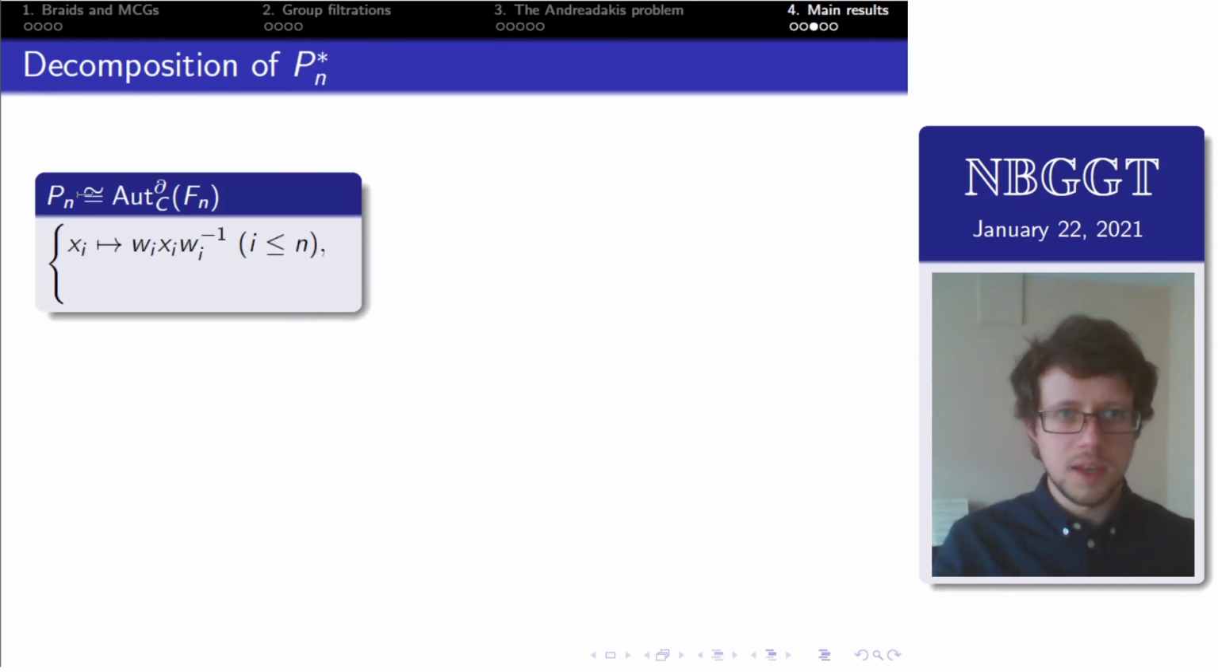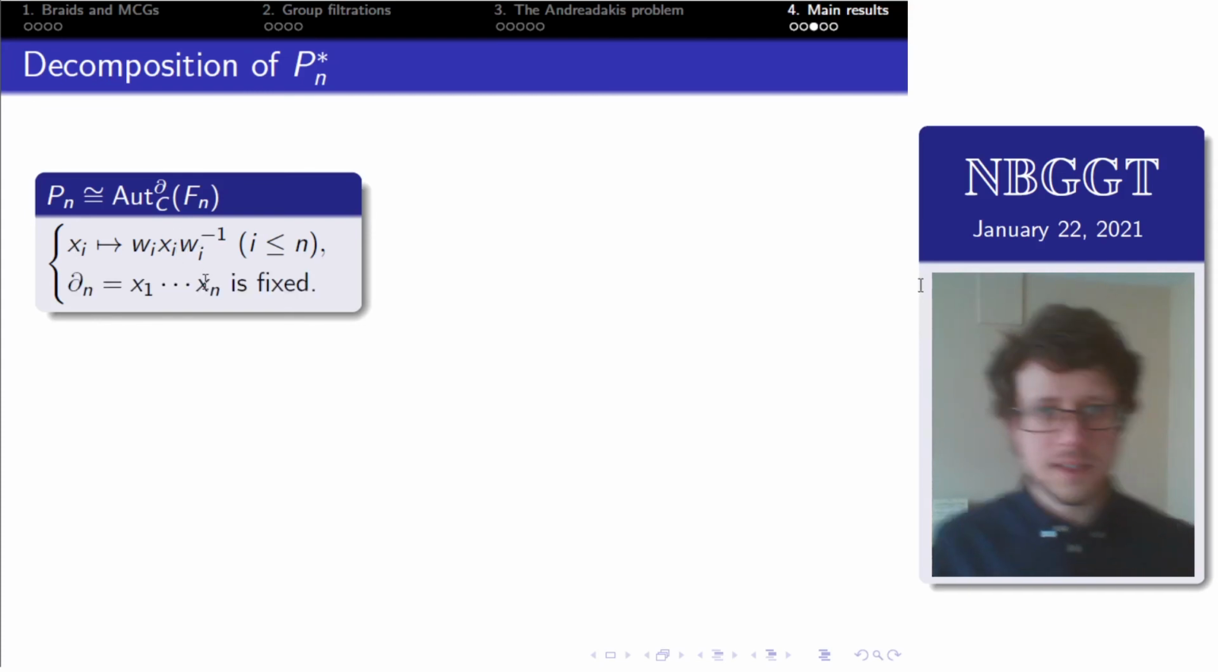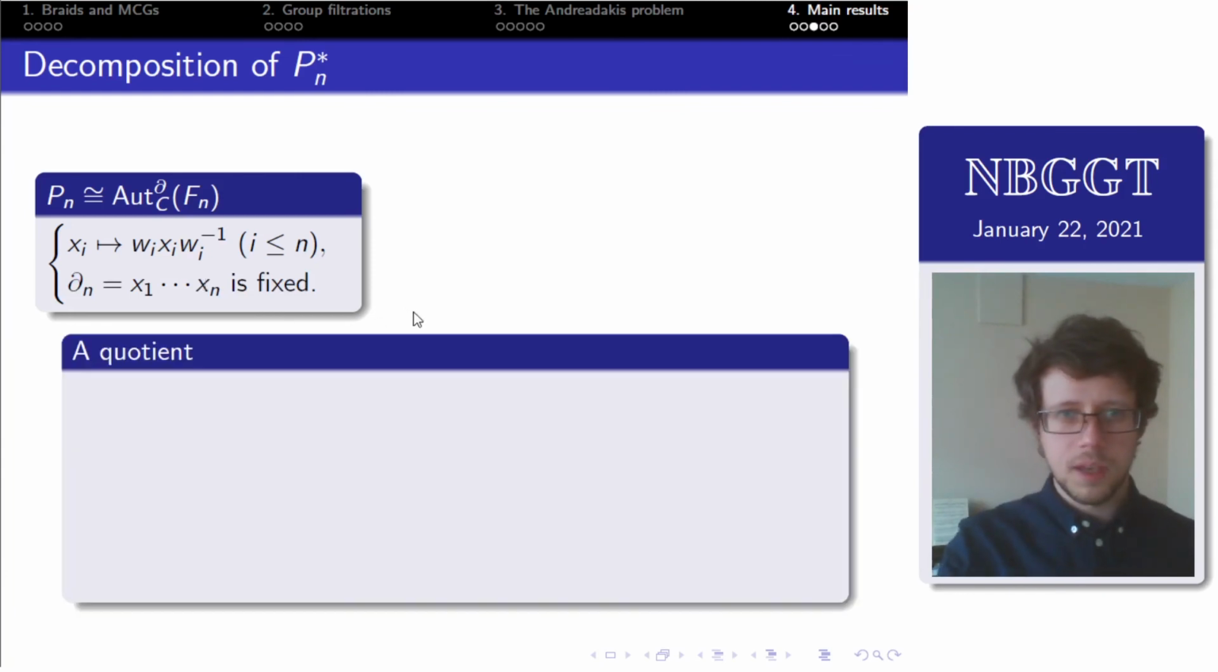So for braids, we have that the pure braid group identifies with automorphisms of the free group acting by conjugation in a basis and fixing this boundary element. So it sends every generator to a conjugate of itself, and it fixes the boundary element. Okay, so now we will describe this quotient of killing the boundary, crushing the boundary of the disk to one point to get a sphere.